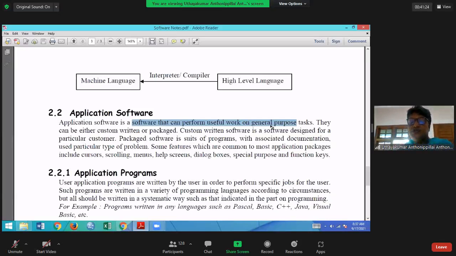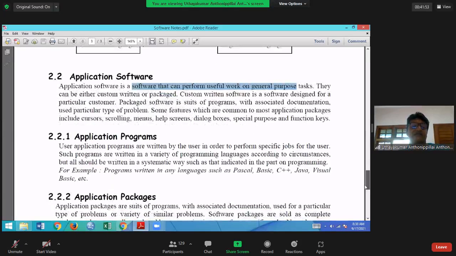Package software is a suite of programs with associated documentation used for a particular type of problem. Some features which are common to most application packages include cursors, scrolling, menus, help screens, dialog boxes, special purpose and function keys. So everything goes to application software.